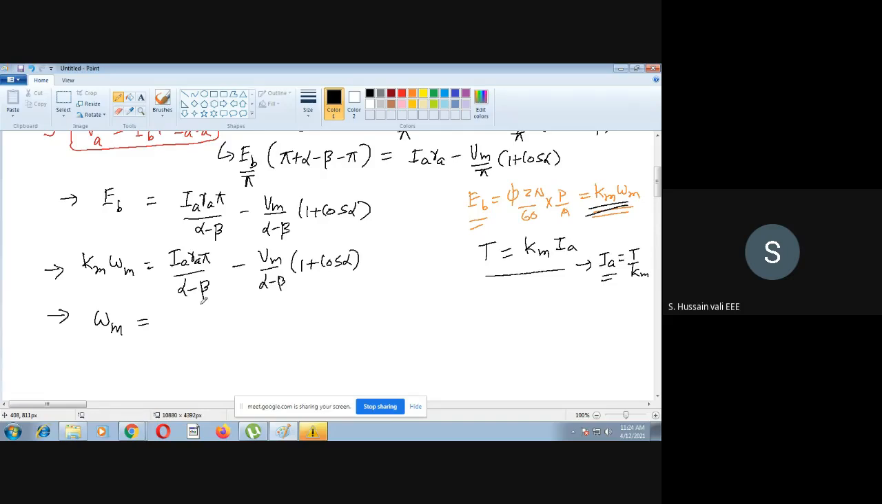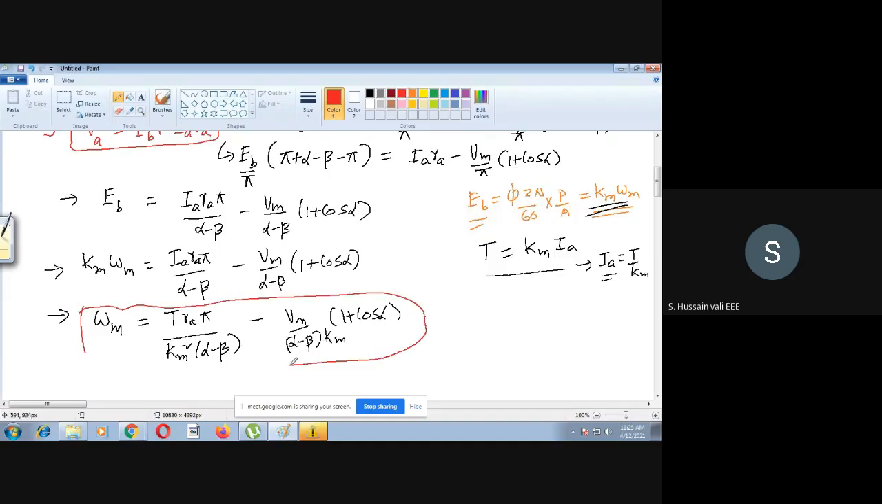T into Ra into pi divided by Km square into (alpha minus beta), minus Vm by (alpha minus beta) into Km into (1 plus cos alpha). Yes, this is the expression we got for the speed.